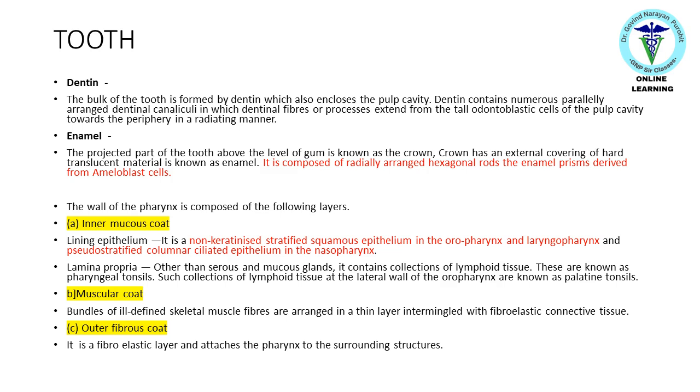B. Muscular coat. Bundles of ill-defined skeletal muscle fibers are arranged in a thin layer intermingled with fibroelastic connective tissue. C. Outer fibrous coat. It is a fibroelastic layer and attaches the pharynx to the surrounding structures.